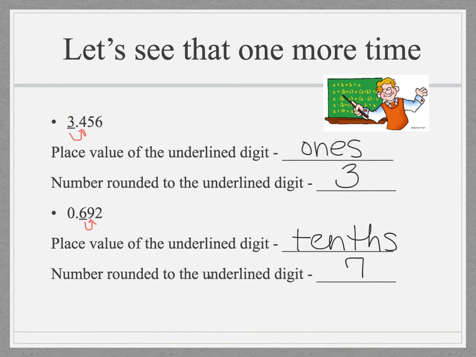Don't forget the decimal point and then the 0 in front of it. Decimal point and 0 in front. So your rounded number is? 7 tenths.